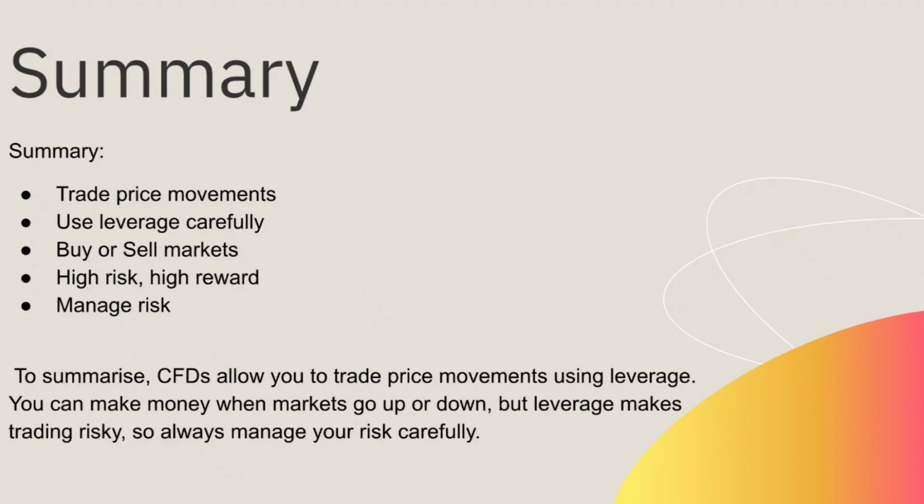So in summary, let's have a discussion about CFD trading. CFD trading basically works on trading on price movements. You need to use leverage carefully, as it can be the thing that absolutely makes or breaks your trades. CFDs allow you to buy or sell in markets, which means that you can profit on markets rising or on markets falling. The big thing to understand about CFD trading is it can be very high reward, but it's ultimately very high risk. And whilst many people can make significant amounts of money in CFD trading, it's actually very easy to also lose a lot of money.